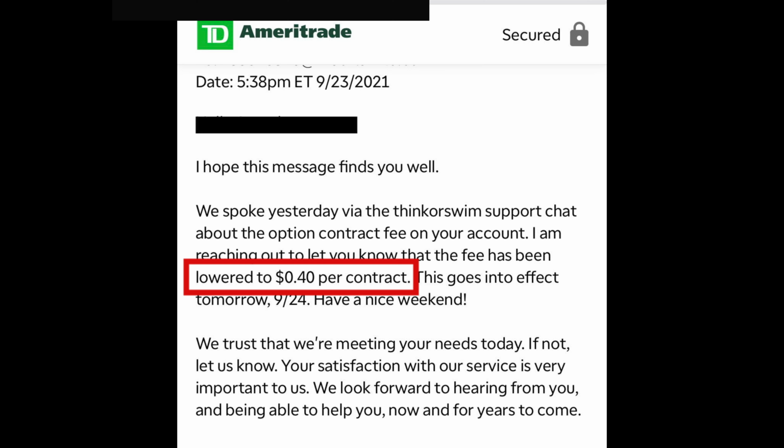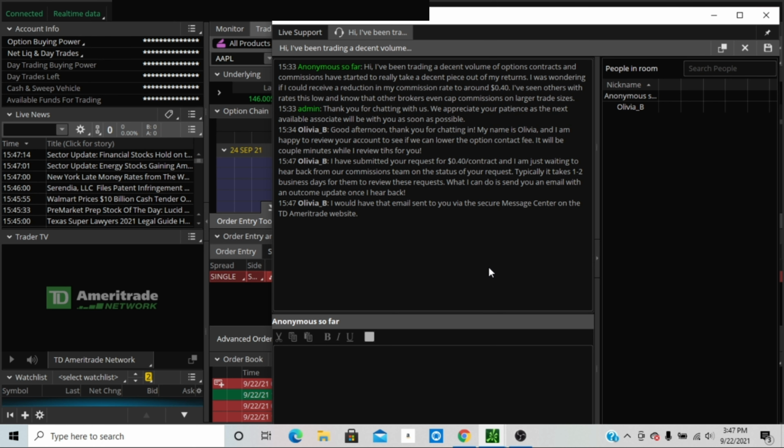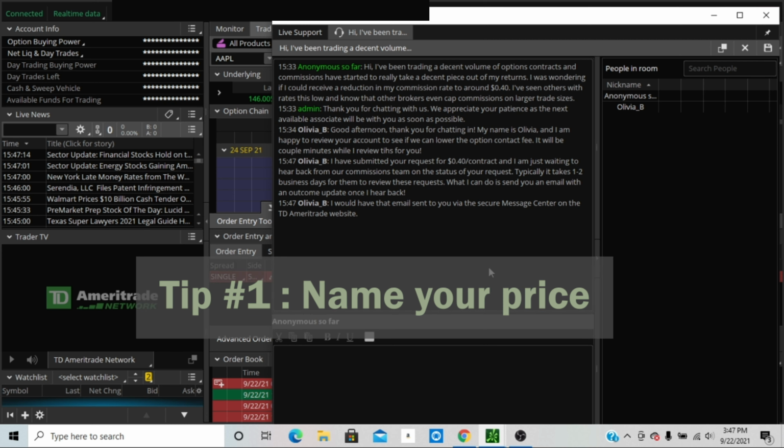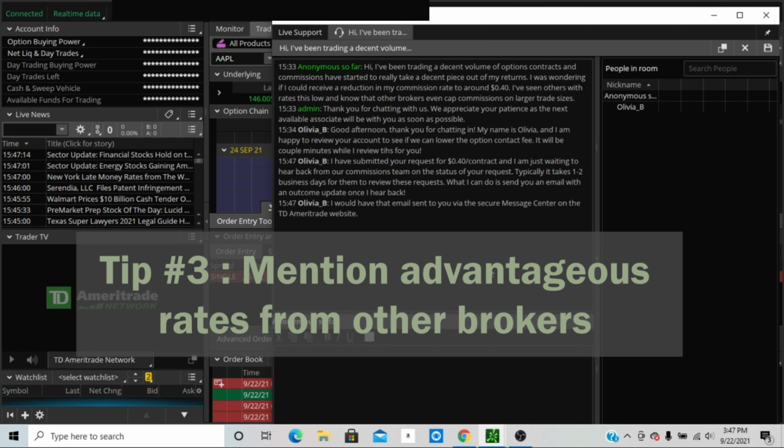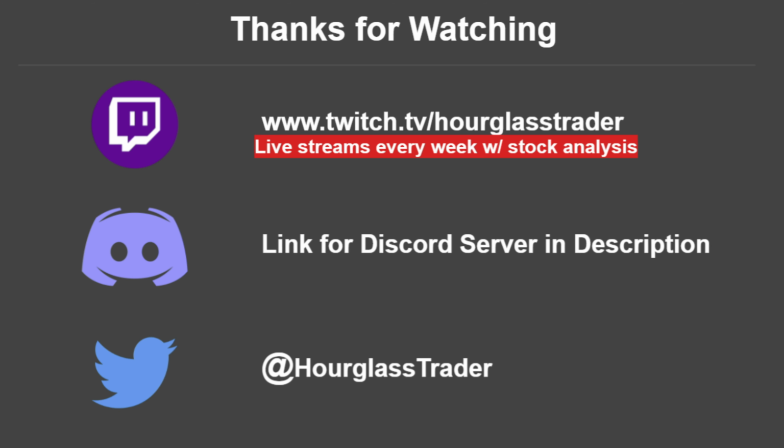But just keep in mind those 3 main points when you do ask that we talked about, and that is 1, giving them an actual number to work off of, the 40 cents that we use in this situation. 2, letting them know that other people have some advantageous commission rates. And 3, kind of insinuating that other brokers have better rates and you may move your money elsewhere. Using those 3 points to communicate to your broker leads to success far more often than it doesn't from what I've seen.